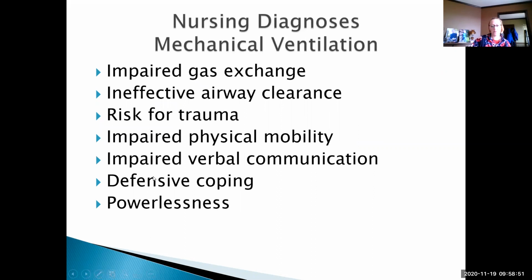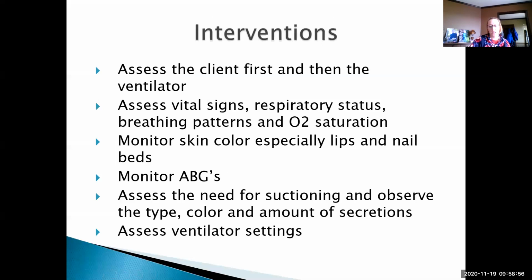Nursing diagnoses for impaired mechanical ventilation and interventions. Just like with our cardiac monitors, you want to assess the patient first. You're not just going to treat the monitor or the ventilator. You treat the patient and make sure that whatever is alarming is accurate with what's going on with the patient. So assess their vital signs, respiratory status, breathing patterns, O2 saturation, monitor their skin color, especially lips and nail beds, monitor their ABGs, assess the need for suctioning, observe the type, color, and amount of secretions, and assess the ventilator settings.